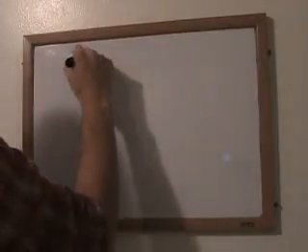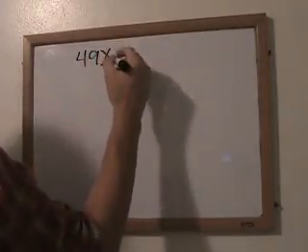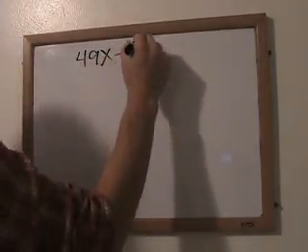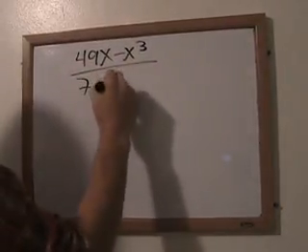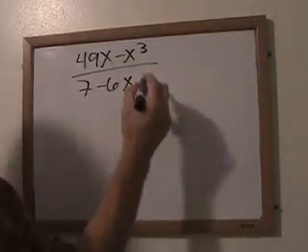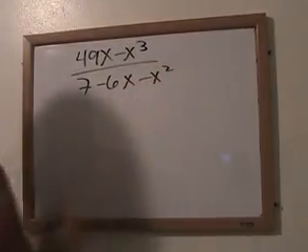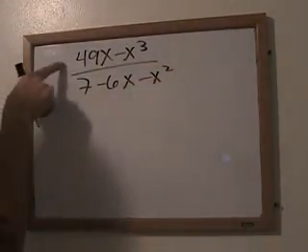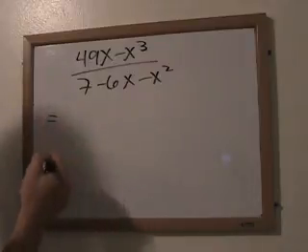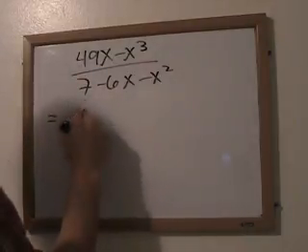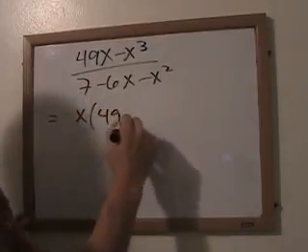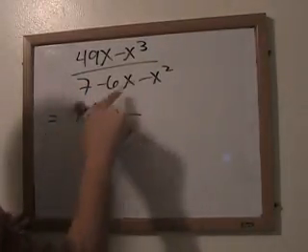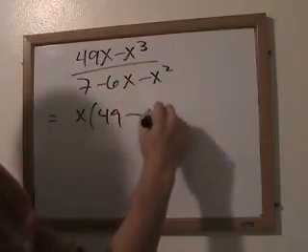Now number 6, it says 49x minus x to the third over 7 minus 6x minus x squared. Now out of the top, if I write equals to set up my next step, I can take out an x. So this would be 49 minus, if you take away an x from x cubed, you have x squared.